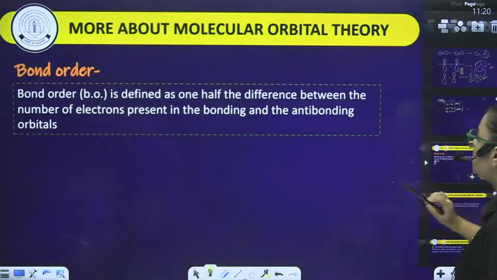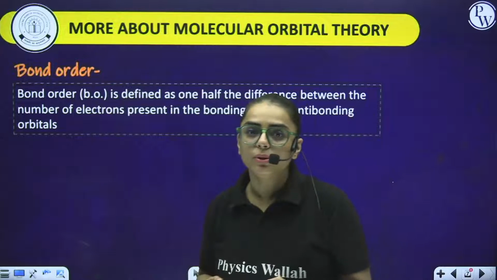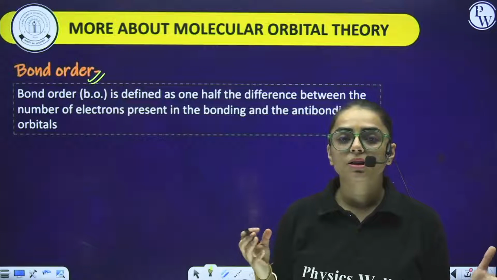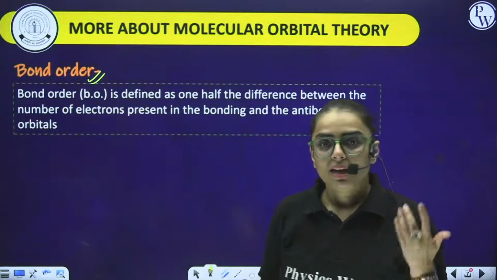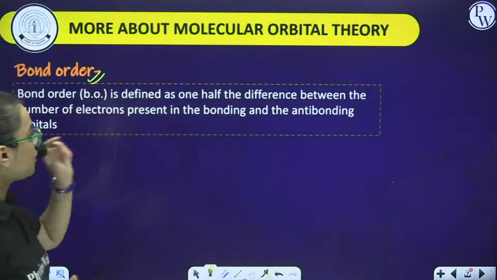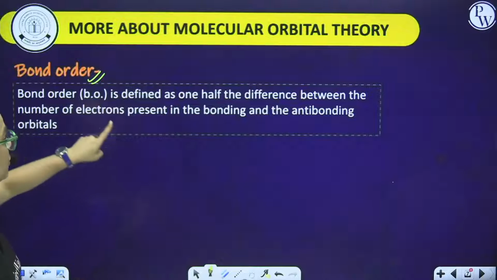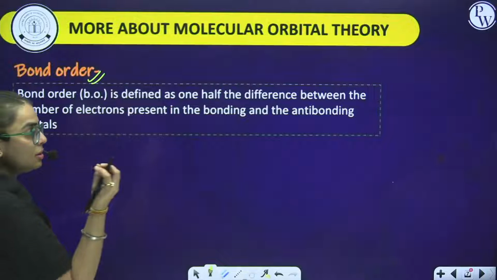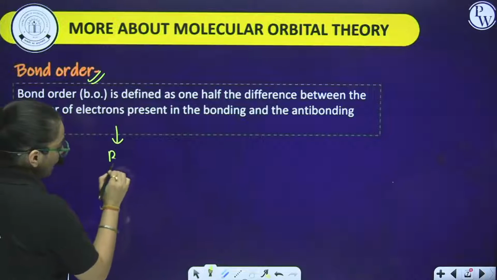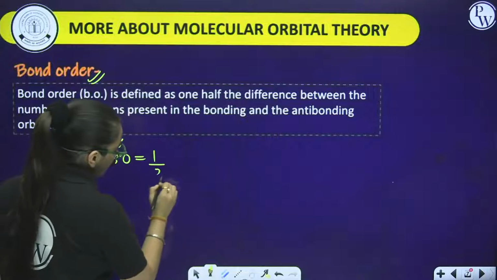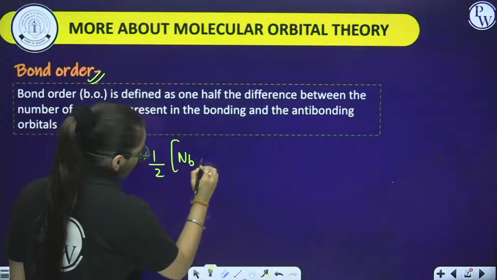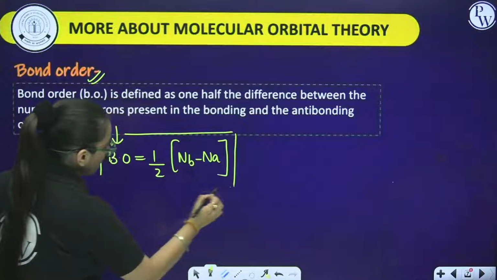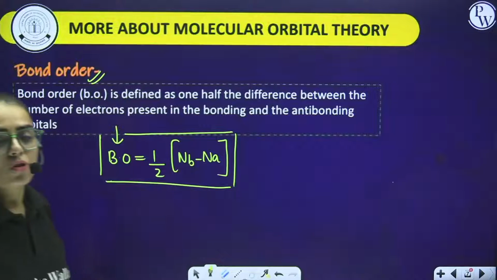Now let's talk about the bond order. How do you have to calculate the bond order, students? What basically is the bond order? Bond order basically determines the number of bonds created. Let's read the definition. Bond order is defined as one half of the difference between the number of electrons present in bonding and the anti-bonding. Basically, it represents the number of bonds created. How do you have to calculate? Bond order is half of the number of bonding electrons minus the number of anti-bonding electrons. This is the formula for the case of bond order.